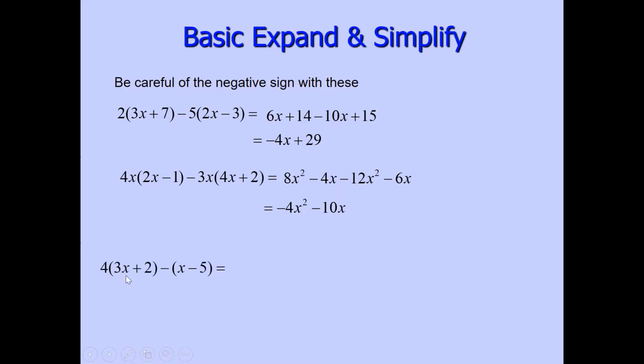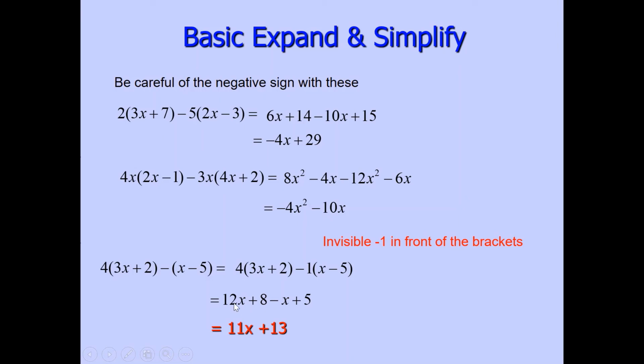Last one here, so 4 into 3x plus 2, take away x minus 5. So in this case, we have got invisible negative 1 in front of the brackets, which is over here. So be mindful of that. And then I've got negative 1 here, so it is multiplied by everything inside the second bracket there. So 4 times 3x is 12x, 4 times 2 is 8, minus 1 times x is minus 1x or minus x, and then negative times negative is positive 5, and 12x take away x is 11x, and then 8 plus 5 is 13, and that gives you 11x plus 13.